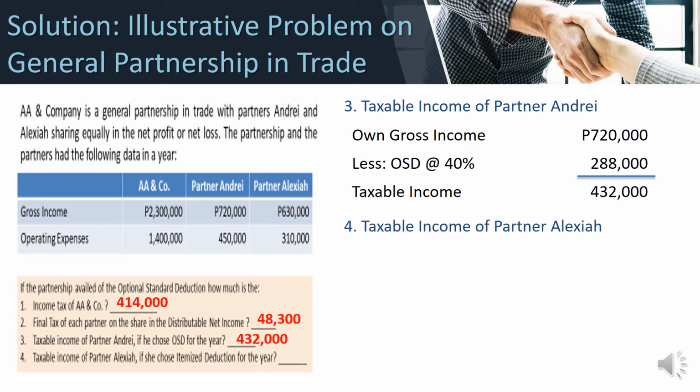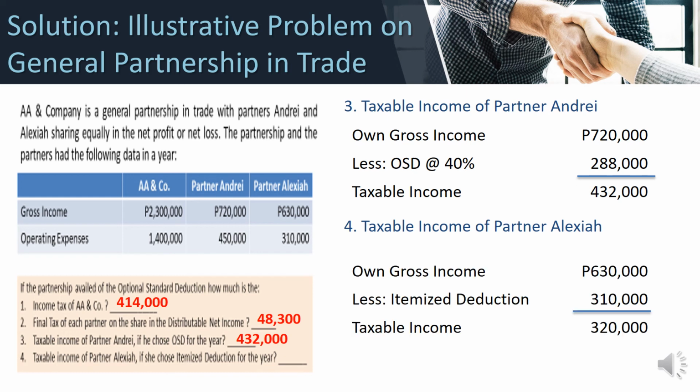Next is the taxable income of partner Alexia. Now, partner Alexia chose itemized deduction for the year. So, own gross income of 630,000 for partner Alexia. Since itemized deduction ang pinili ni Alexia, kung magkano yung nakalistang operating expenses, yun na yung itemized deduction niya. So, 310,000. So, 630,000 minus 310,000, the taxable income therefore of partner Alexia amounts to 320,000. And that is our answer for number 4. 320,000. So that is how to solve problems involving general partnership in trade.